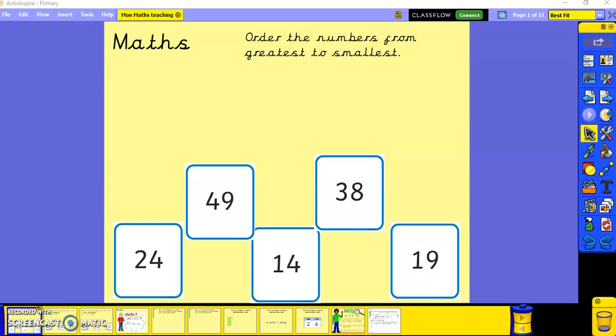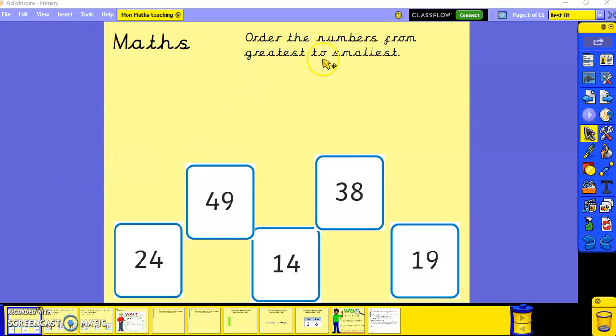So your first challenge, can you order these numbers from greatest to smallest? Now, can you pause the video here so you can have a chance to have a go at answering it yourself? So well done to everybody who has ordered these numbers. We'll just have a little look together.